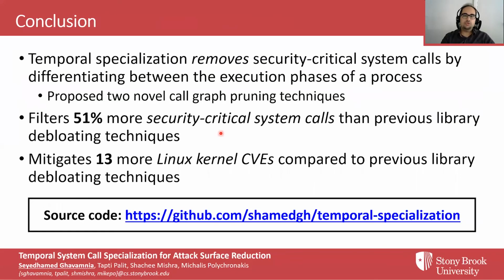To conclude my talk, temporal specialization removes security critical system calls by differentiating between the execution phases of a process. We proposed 2 novel call graph pruning techniques, and were able to filter 51% more security critical system calls than previous library debloating techniques, while mitigating 13 more Linux kernel CVEs compared to those techniques.